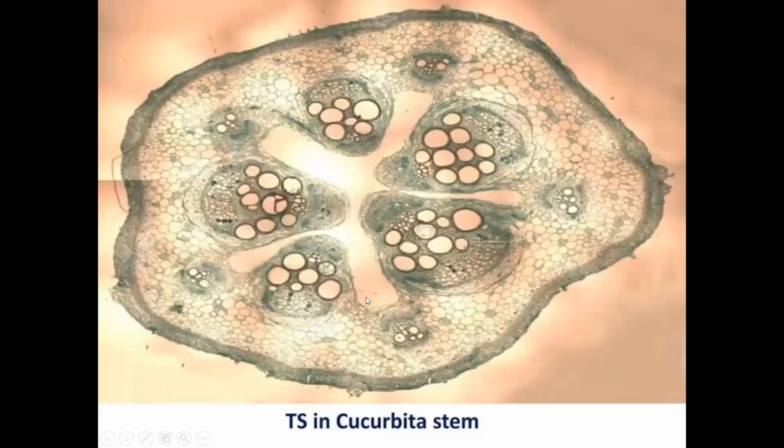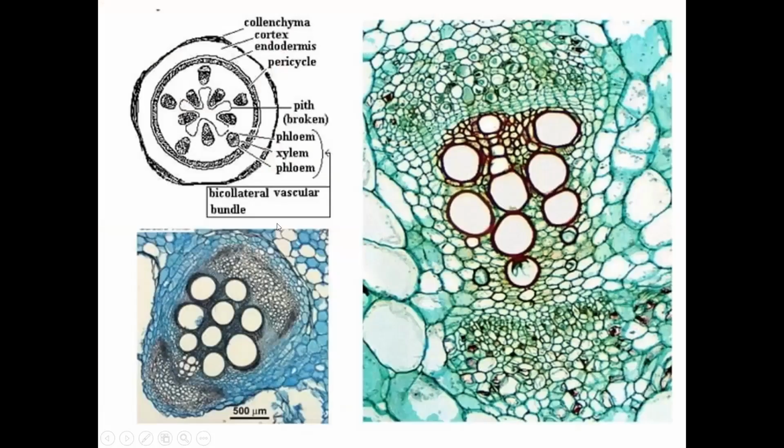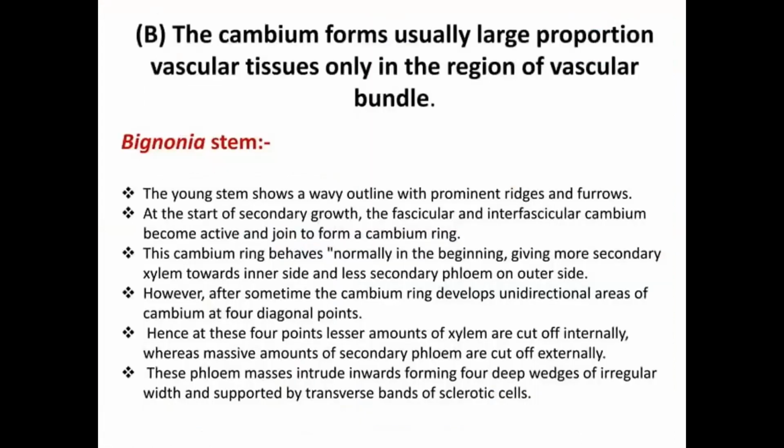So these are the vascular bundles. In this region only it is producing the secondary xylem and secondary phloem. In these other regions it will not produce the secondary tissue. Here these are the bicollateral vascular bundles. This one is the first ring and this one is the second ring. Only in this region is it producing the secondary tissue.